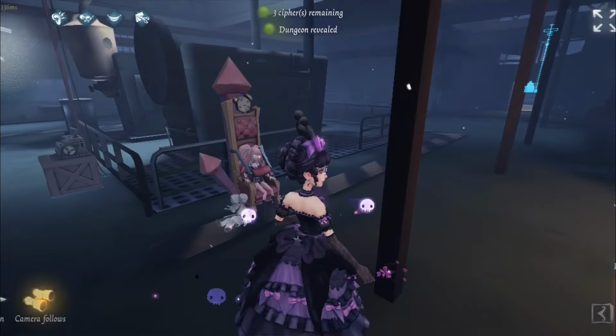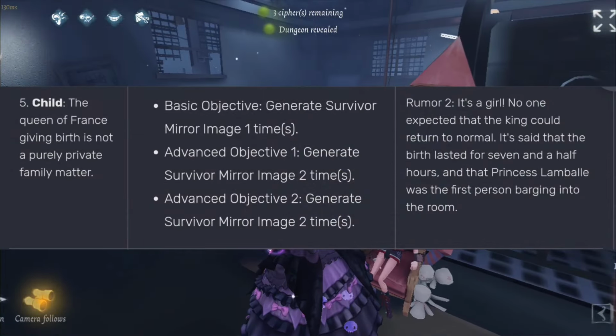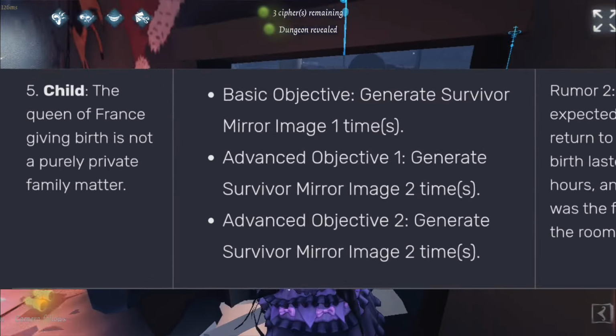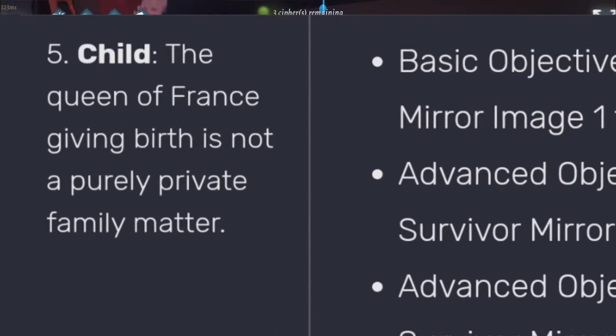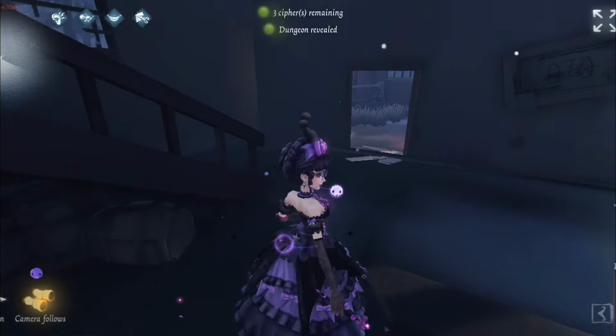In the next deduction quest, we learn that Marie Antoinette finally gave birth to a daughter. The statement that the Queen of France giving birth was not a purely private family matter highlights how every detail of her life was subject to public scrutiny, whether it was true or not.